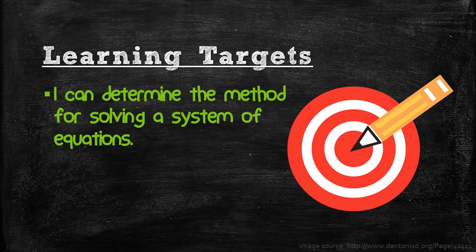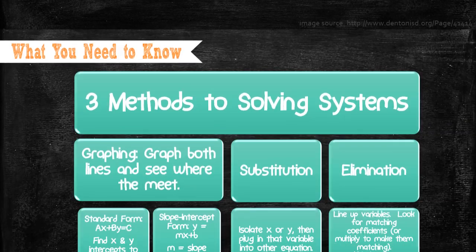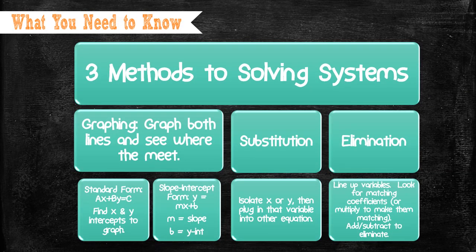The learning target for today: I can determine the method for solving a system of equations. So what you need to know is there are three methods to solving systems of equations. And really, if you like one method, you can stick with that method. So let's say you love substitution, you can do every system and solve it using substitution.